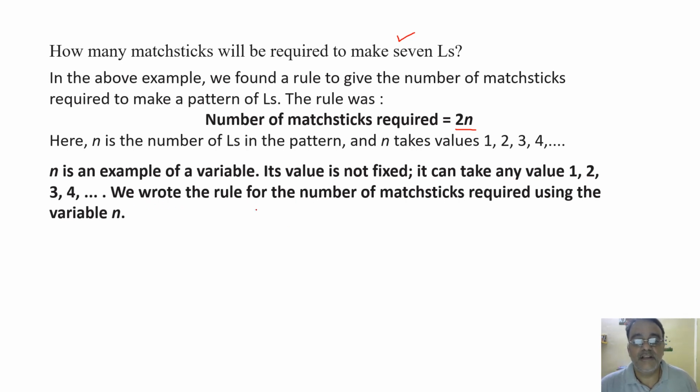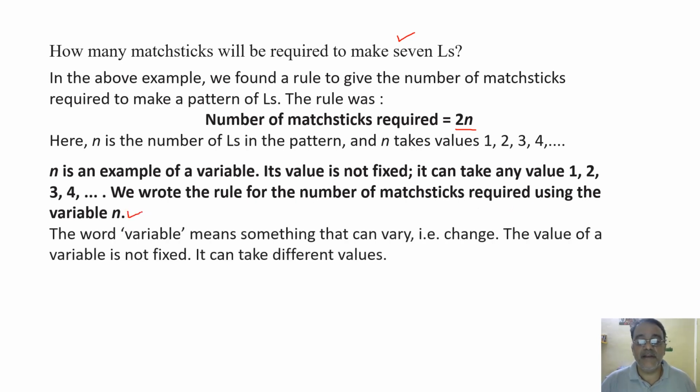So we wrote the rule for the number of matchsticks required using the variable n, right? The word variable means something that can vary, changes. The value of a variable is not fixed. I told you before also. It can take different values in different situations.